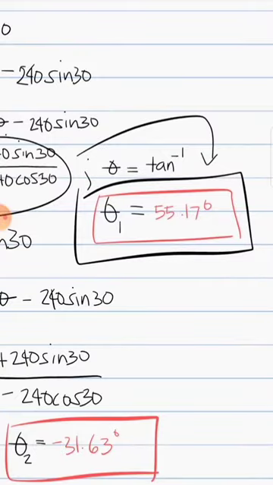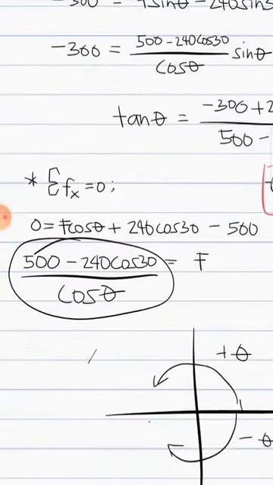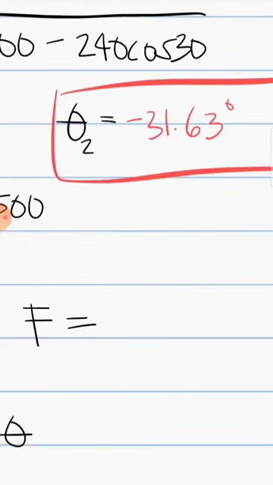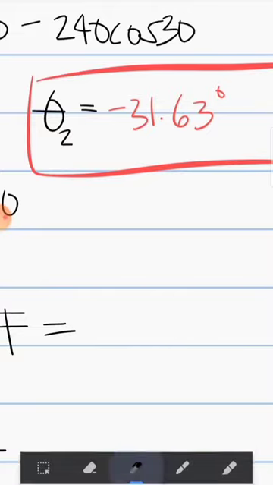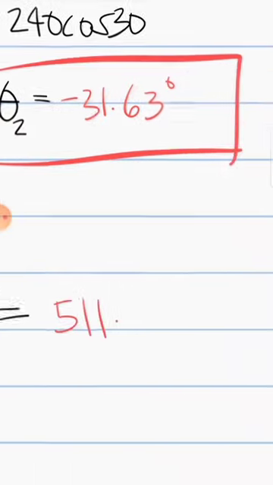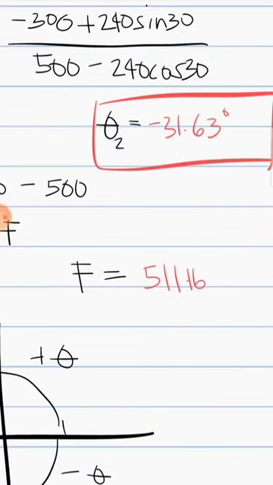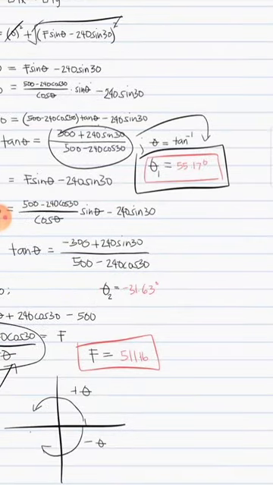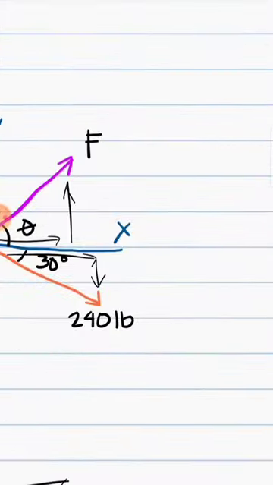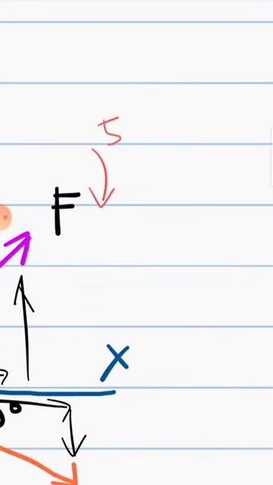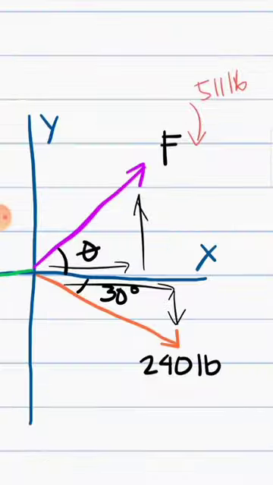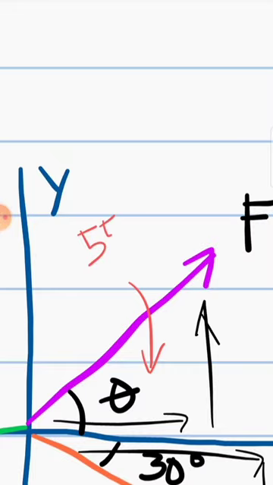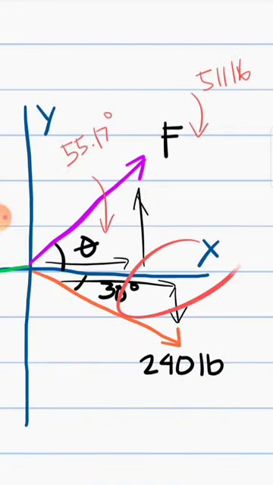So by substituting this value, 55.17, into this equation here, we can now find the value of F, which is 500, I think 511 point something. I will just round it off to 511. So this is now the answer to this problem. The answer is 511 for F. This is 511 pounds, because these are all in pounds. And then the direction, this theta, would be 55.17 degrees with respect to the x-axis.